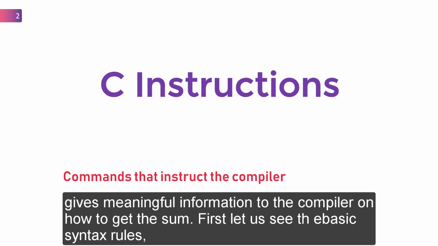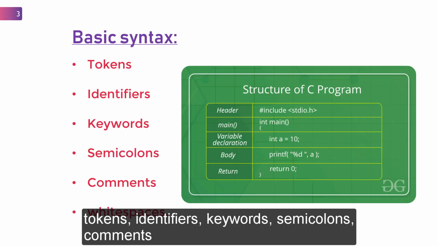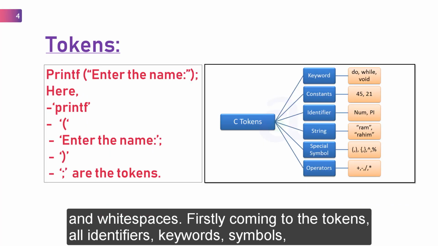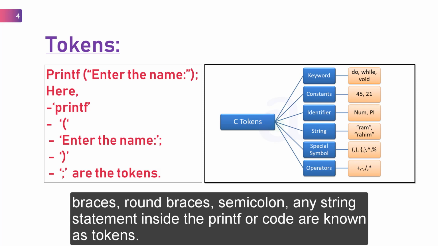First, let us see the basic syntax rules that we need to follow while writing a C program. It is mainly composed of tokens, identifiers, keywords, semicolons, comments, and white spaces. Firstly, coming to the tokens, all identifiers, keywords, symbols, literals, etc. are together known as tokens. For example, printf, curly braces, round braces, semicolon, and any string statement inside the printf or code are known as tokens.